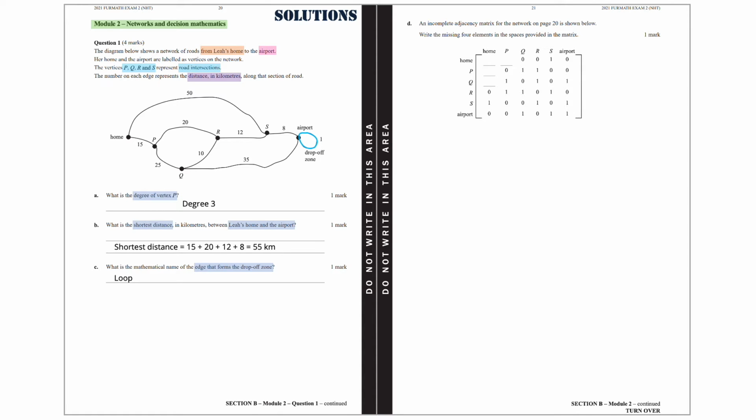Part D. An incomplete adjacency matrix for the network on page 20 is shown below. Write the missing 4 elements in the spaces provided in the matrix. Column 1, row 1, there is a 0. In row 1, column 2, there is a 1 because there is only one road between home and P, and the same between P and home, so there is a 1 in row 2, column 1. There is a 0 in row 3, column 1, because there are no direct roads between home and Q.